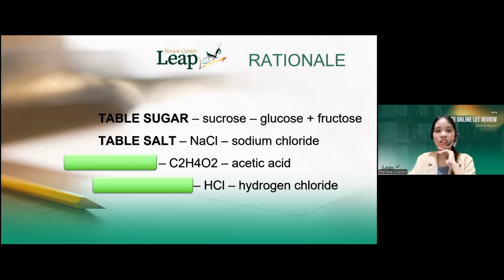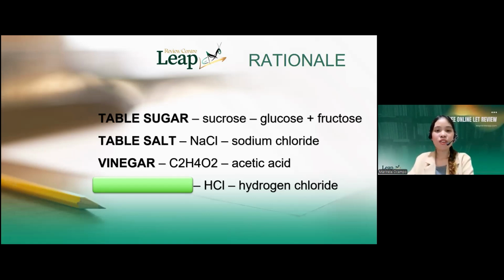Next, we have acetic acid. What is the common name for acetic acid? Anyone who can guess the correct answer? Okay, for acetic acid, guys, please take note that it is vinegar. It's actually an example of a weak acid. When we talk about acid, it is where the pH is below 7.